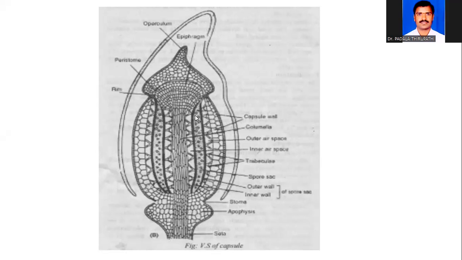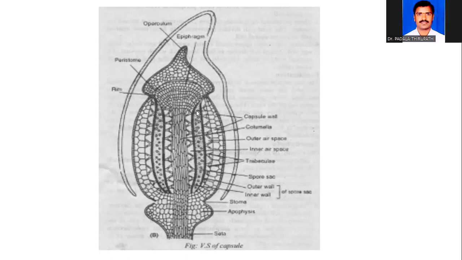Why are we calling it a spore sac? Because a sac means a bag-like structure, the bag which is enclosing the spores, which will develop the spores. So here you can look into this. This is a spore sac. This one is a spore sac.